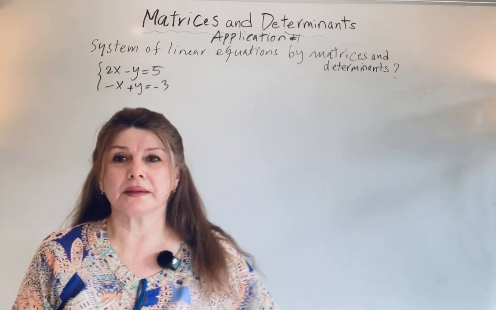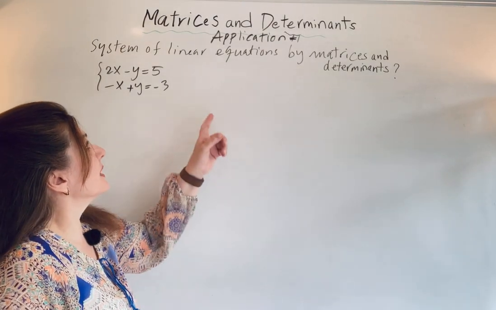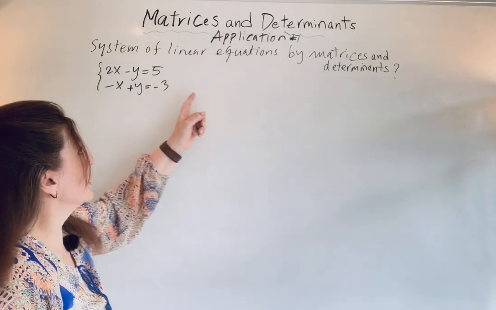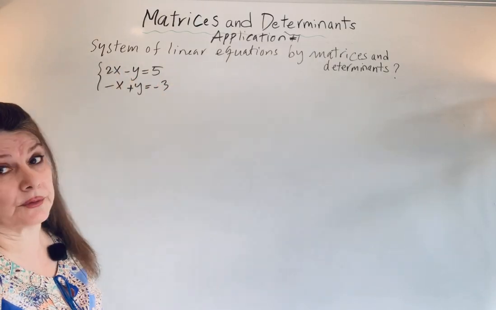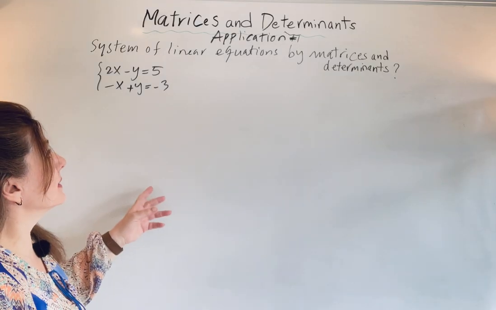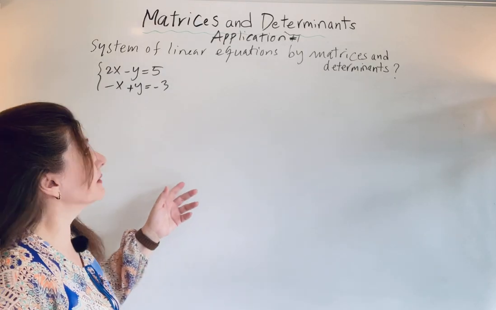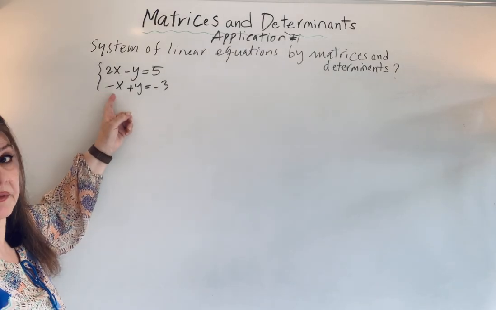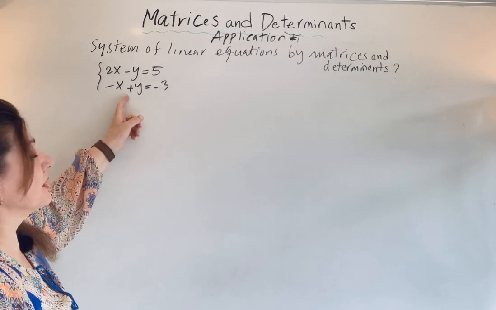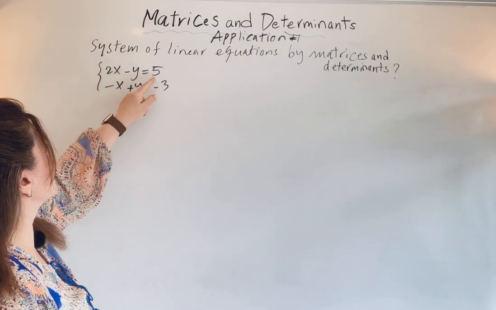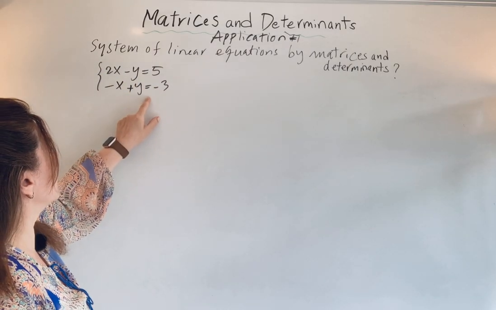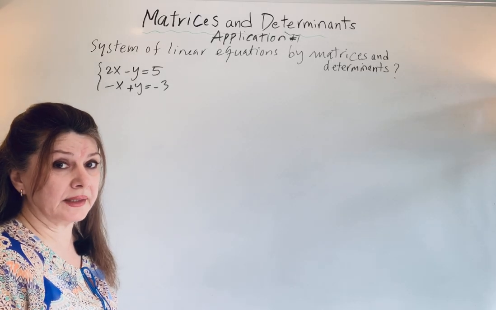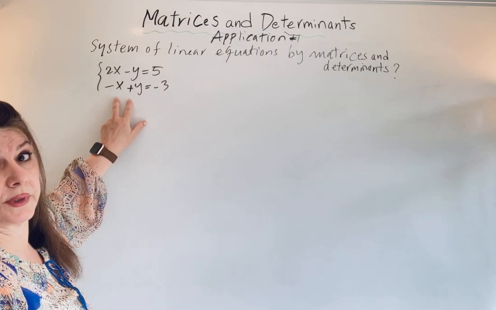Hi guys, in this lesson I'm focusing on using matrices and determinants for solving systems of linear equations. This is the first application of matrices. I picked a very simple system of linear equations: 2x minus y equals 5, negative x plus y equals negative 3. We have two unknowns, x and y, and two linear equations.